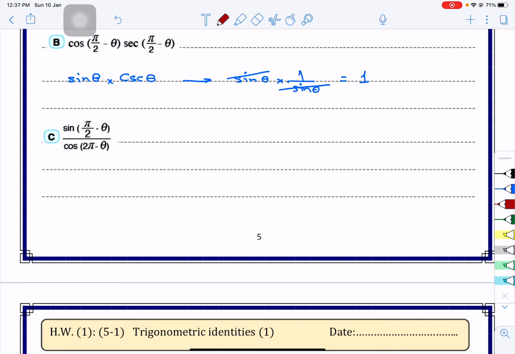Sine 90 minus theta equals cosine theta, over cosine 2 pi minus theta equals cosine theta. So the result will be equal to 1.